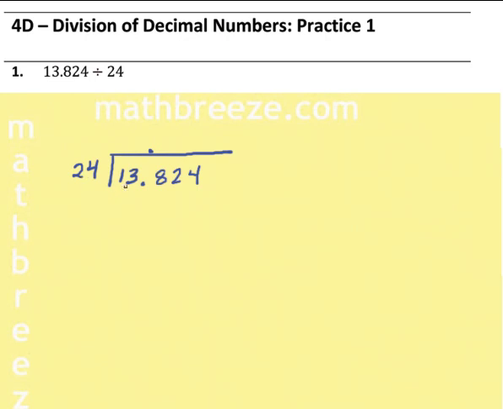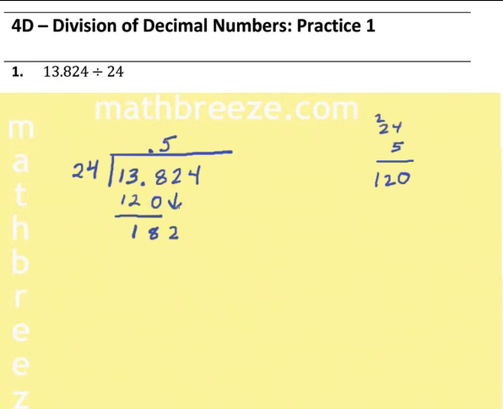Let's divide 24 into 138. So that goes about 5 times. And we'll multiply 24 times 5. And we get 120. Line that up. And subtract. And now bring down the 2.